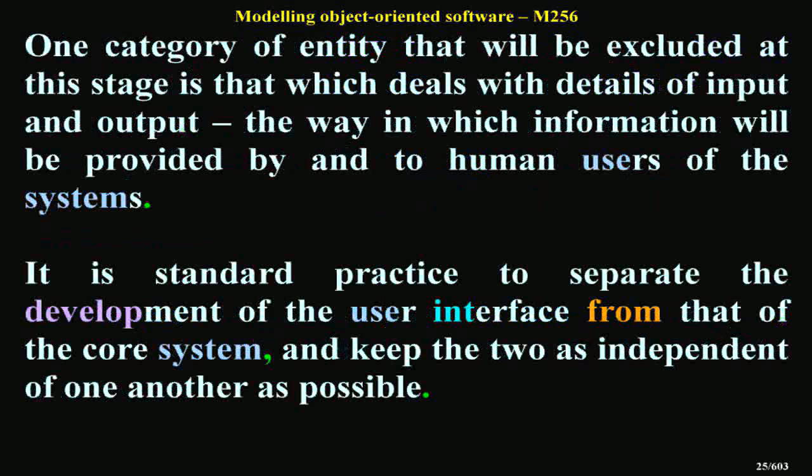One category of entity that will be excluded at this stage is that which deals with details of input and output, the way in which information will be provided by and to human users of the systems. It is standard practice to separate the development of the user interface from that of the core system, and keep the two as independent of one another as possible.